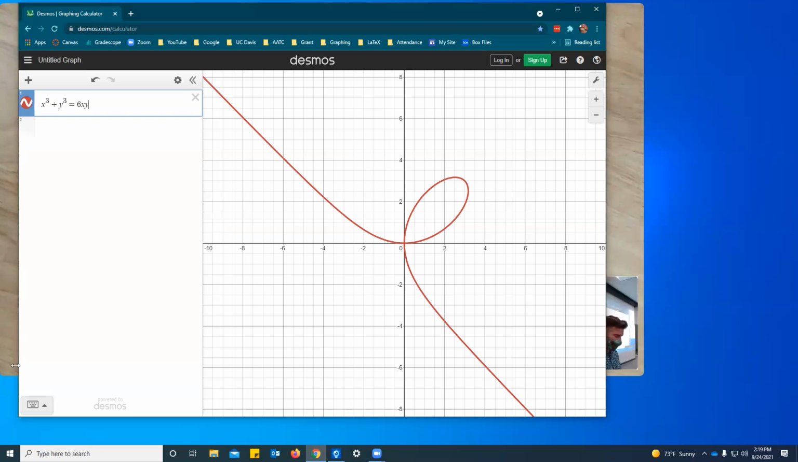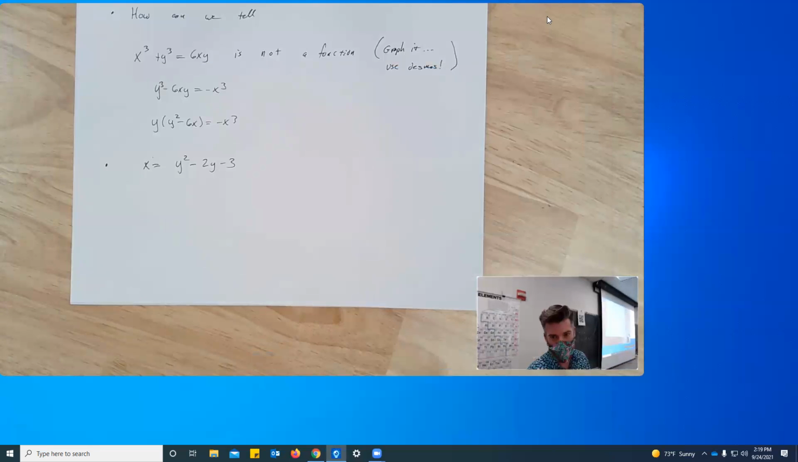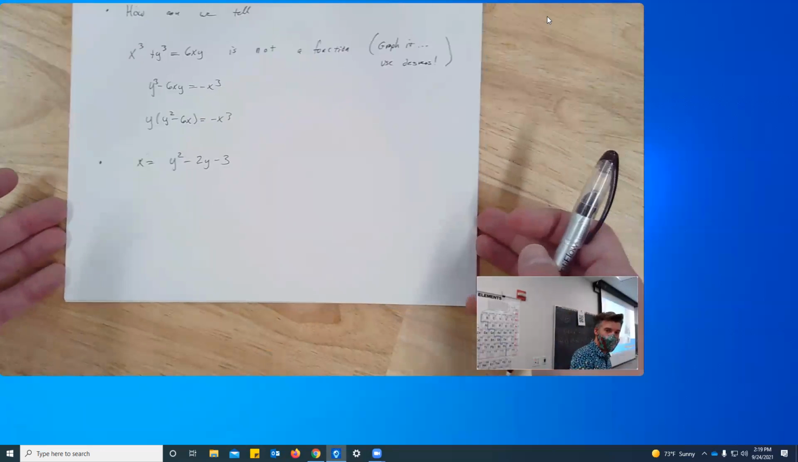Another example of mine. What about this one? X equals Y squared minus 2Y minus 2. Oh, yeah, thanks. You should always just let me know. I will make that mistake more than I care to admit.